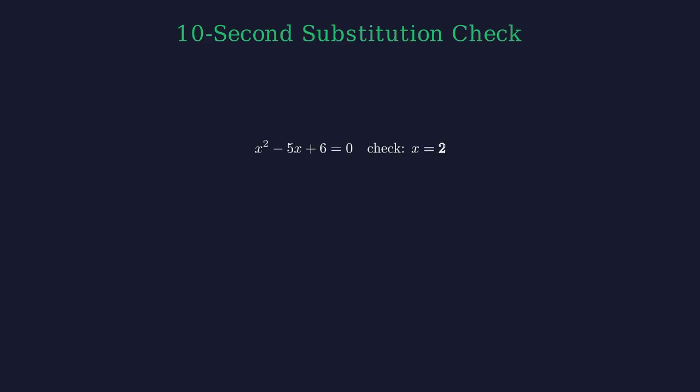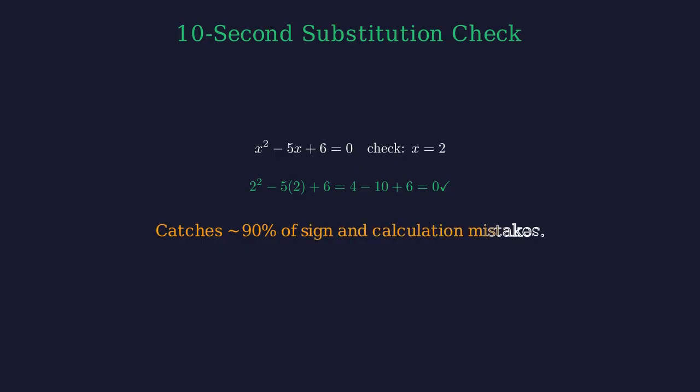Don't skip the check. Quick demonstration of that 10-second substitution check. If your root is x equals 2, put x equals 2 into x squared plus bx plus c and confirm it equals 0. If it doesn't, retrace your arithmetic. That small habit catches around 90% of sign and calculation mistakes and can turn a lost mark into a gained one.